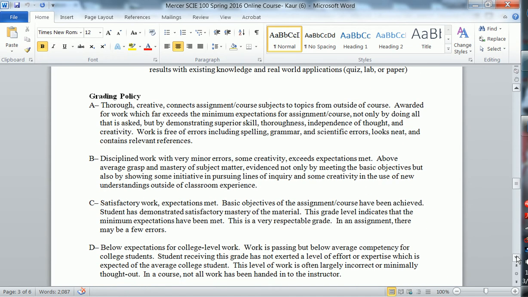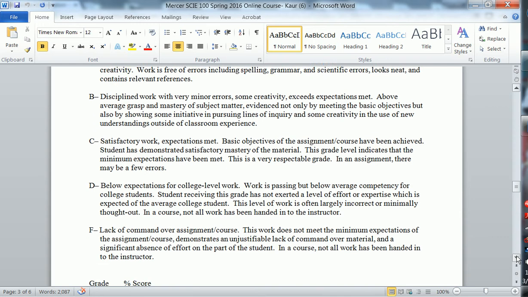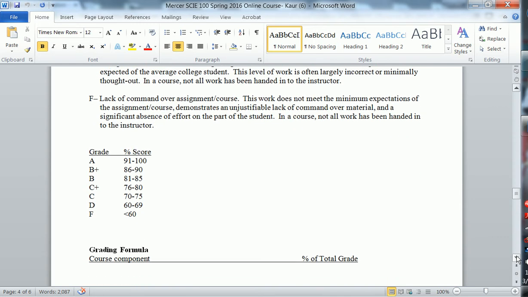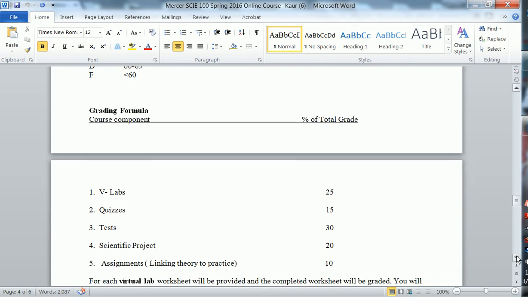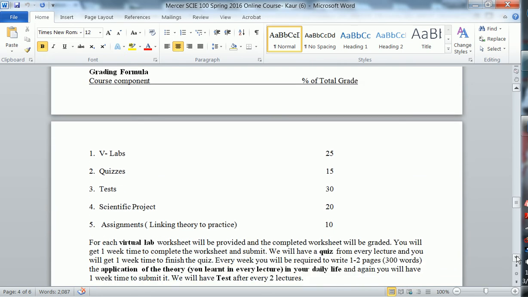Grading policies, so you know what an A grade means, what a B plus means, what a B means, what a C plus means. So everything is written here, you can go over it. Now the most important thing here is the grading formula.